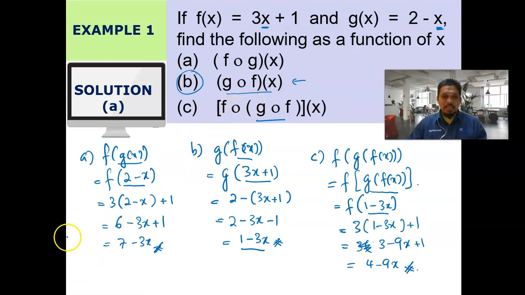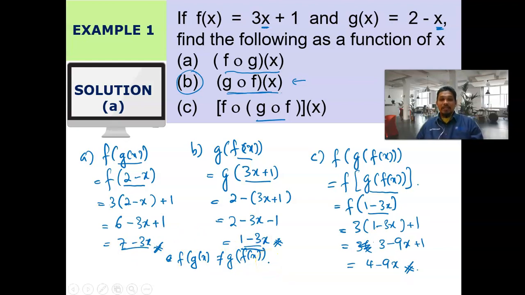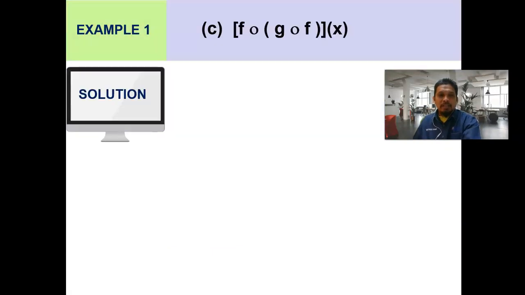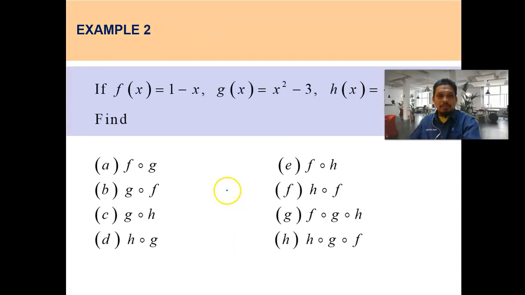Okay, so now class, let's compare fg(x) and g not f(x). The results of these two are different. fg(x) and gf(x) are not equal. According to this, one is 7 minus 3x, and here is 1 minus 3x.